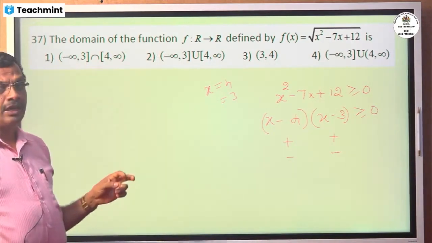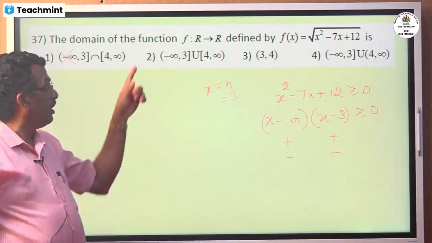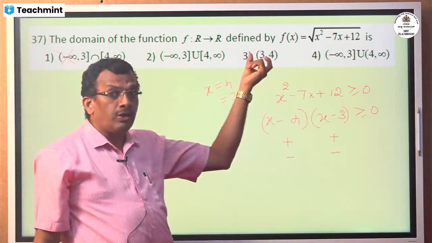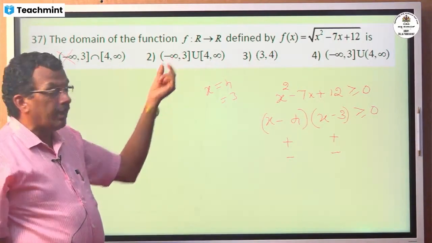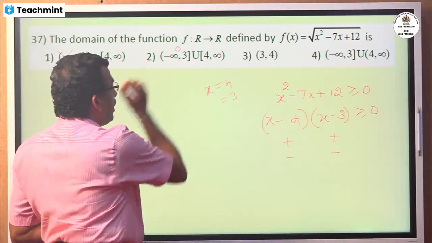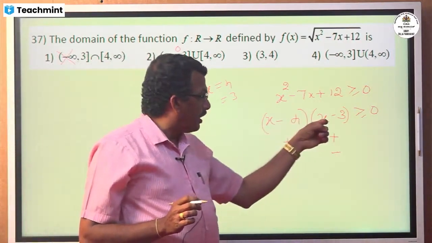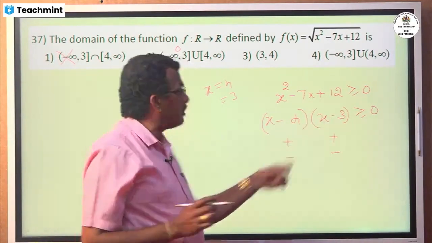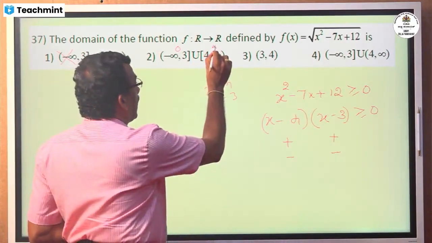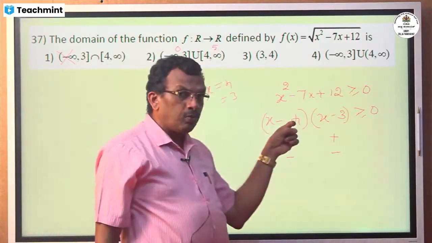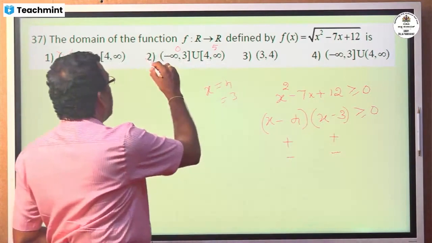When there are two separate intervals, it cannot be an intersection. It has to be a union. If it is not a union, it would have to lie between those two elements. Now I take one element from here. In minus infinity to 3, I have one element, 0. When I put 0 here, minus of minus is plus, so it is possible. Now taking a value close to this, in this interval I have one element, 5. 5 minus 4 is positive, 5 minus 3 is positive, and positive into positive is always positive. This works. So the option is 2.